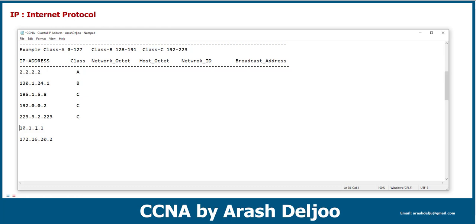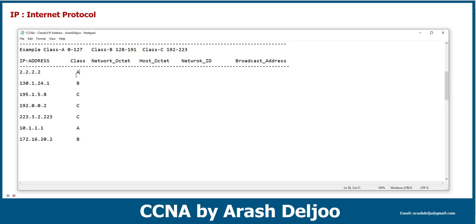And after that, 101, this is a class A IP address. After that, 172, this is in the range of class B. Let me write here class B. That's it. This is the first field, which class. After that, network octet.